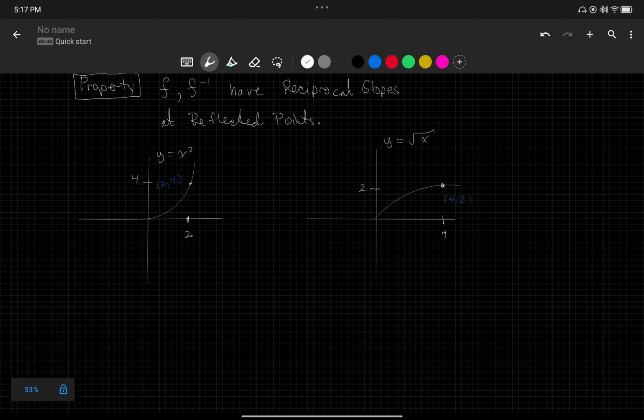And we're going to talk about slopes. So that means that we have to invoke the tangent line. That didn't come out too good. Let's try it again. Okay, and then the tangent line over here.